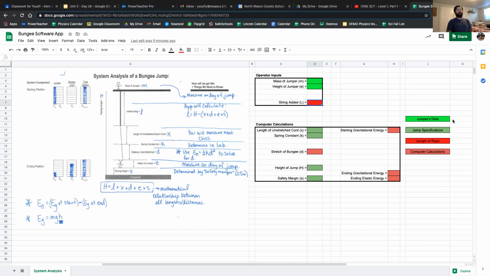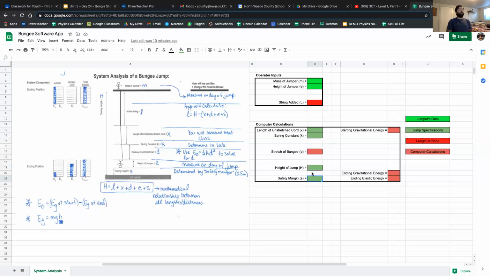Over here on the side, I've included a color-coded key to help you figure out what these different colors mean. The really bright green color is the jumper's data, their mass and their height. The faded green color is known as the jump specifications. These are things about the bungee jump ride that you're not going to change, like the height they're jumping from.